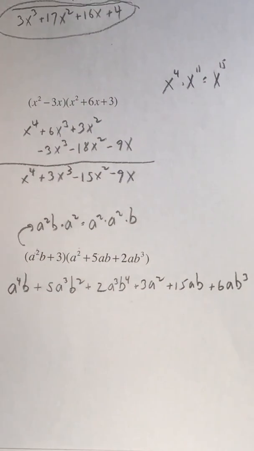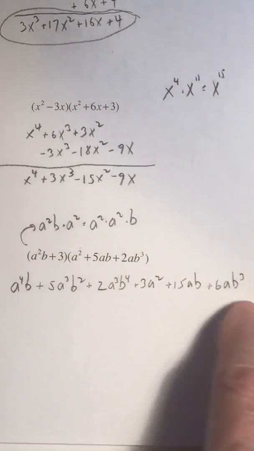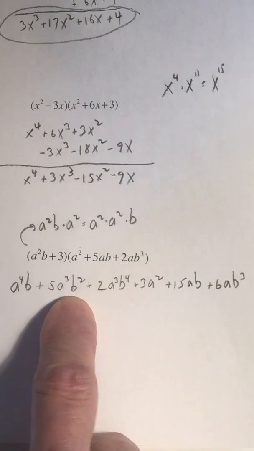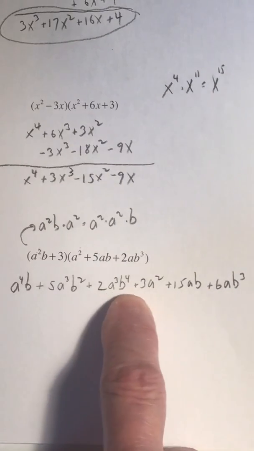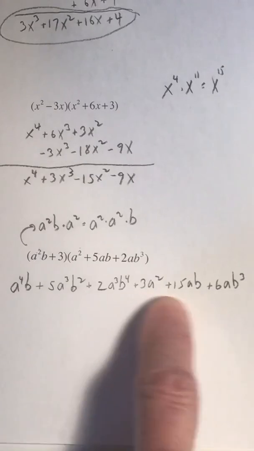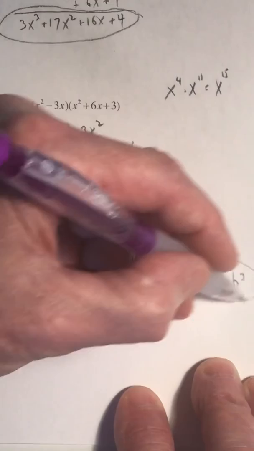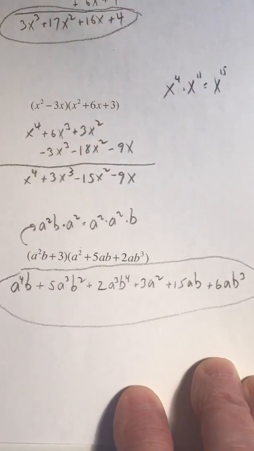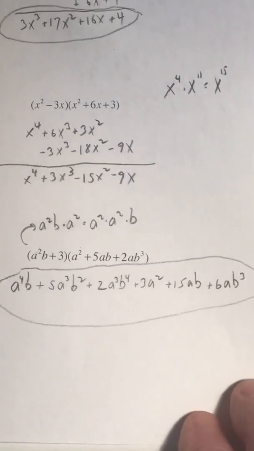See, every one of these terms is different. A to the 4th b, there's no other a to the 4th b. A to the 3rd b squared, there's no other a to the 3rd b squared. There's no other a to the 3rd b to the 4th. There's no other plain a squared, ab, or ab cubed. So there are 1, 2, 3, 4, 5, 6 terms in our answer.